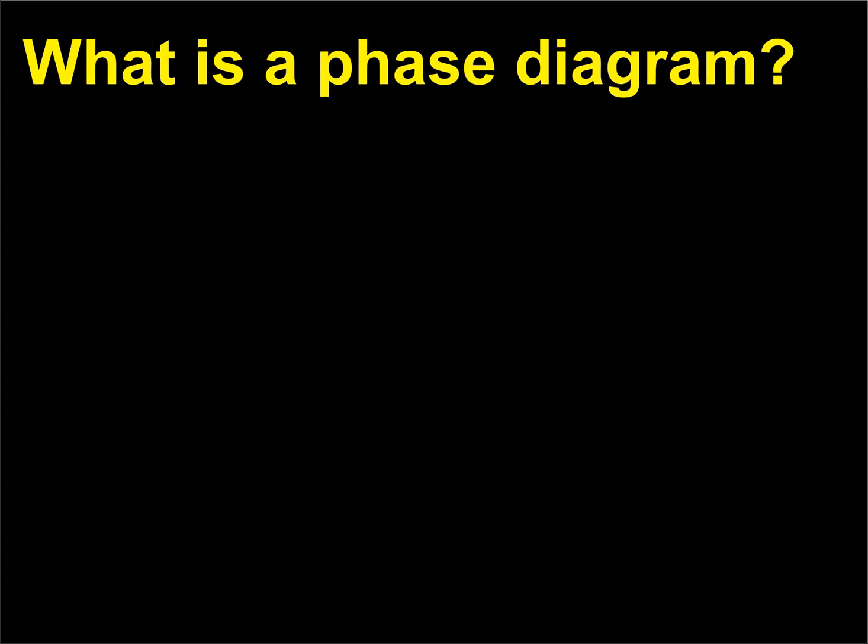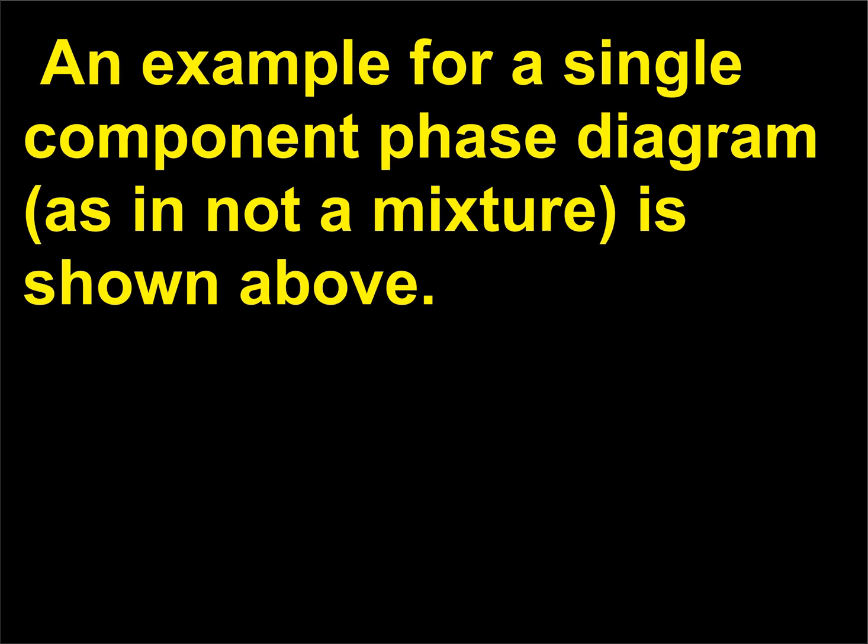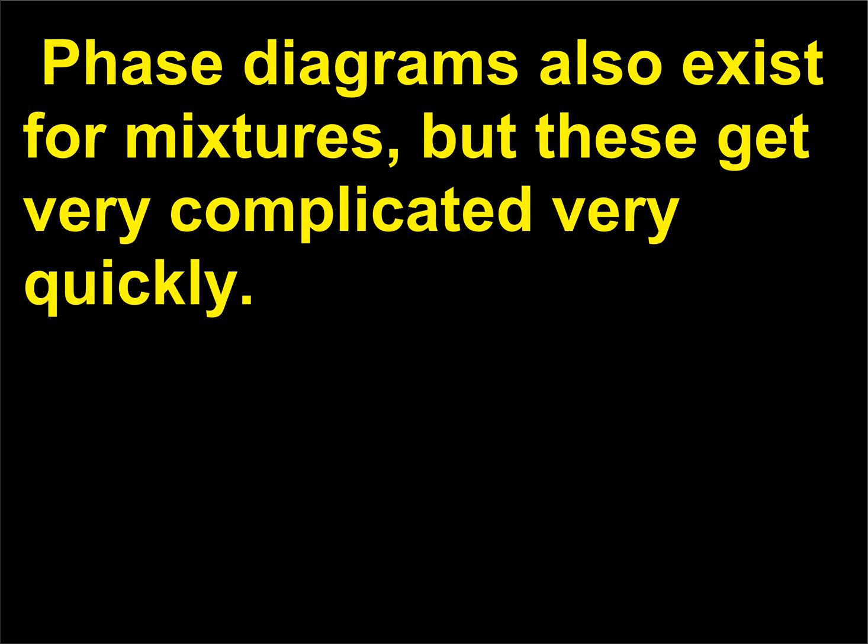What is a phase diagram? A phase diagram shows the phases of a particular substance as a function of temperature and pressure. An example for a single component phase diagram, as in not a mixture, is shown above. Phase diagrams also exist for mixtures, but these get very complicated very quickly.